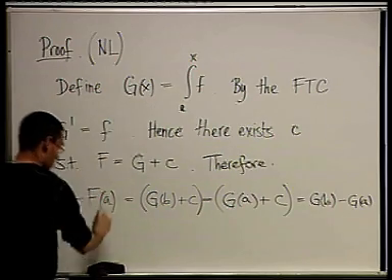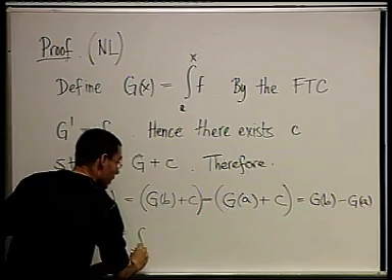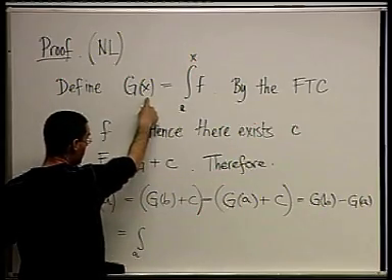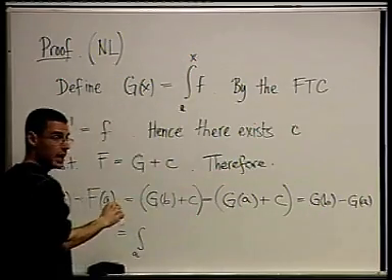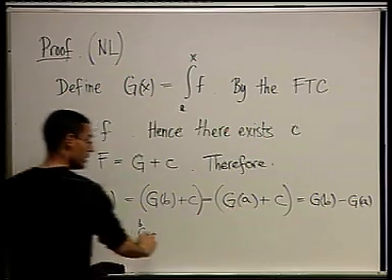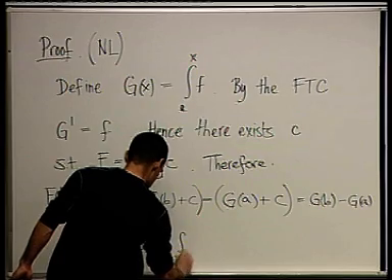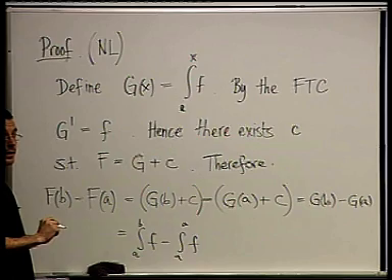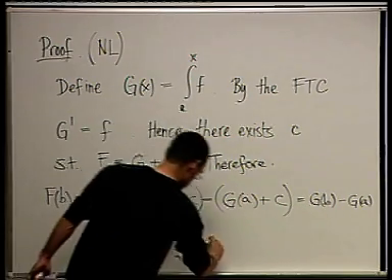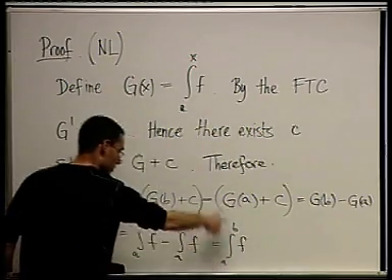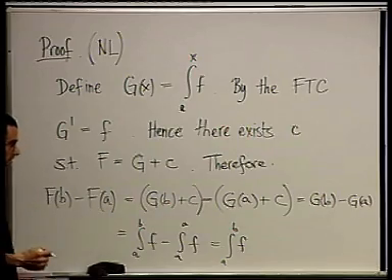G is this thing. So it's the integral from a. What is G of b? G of b is the integral from a to b of little f. Do you agree? Minus the integral from a to a of little f. True? This is 0, so we just get this, and we're done. The integral from a to b of f is F of b minus F of a.